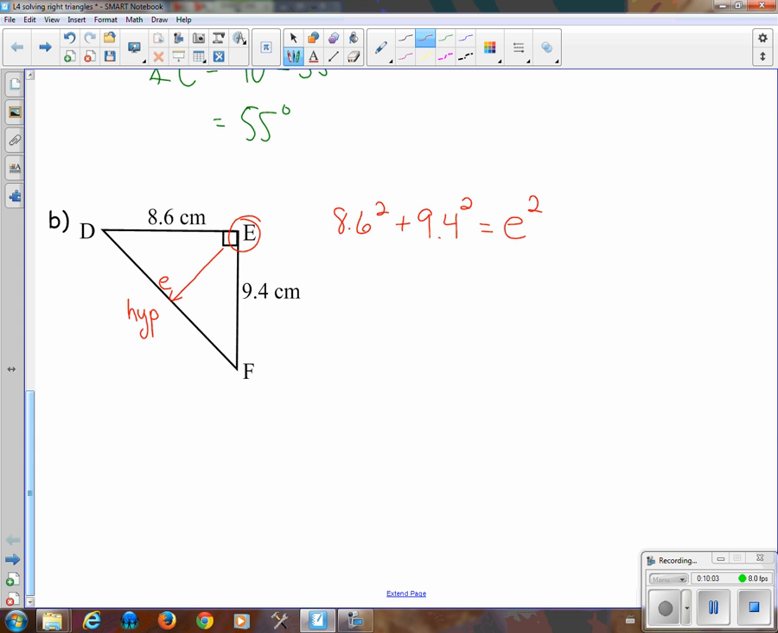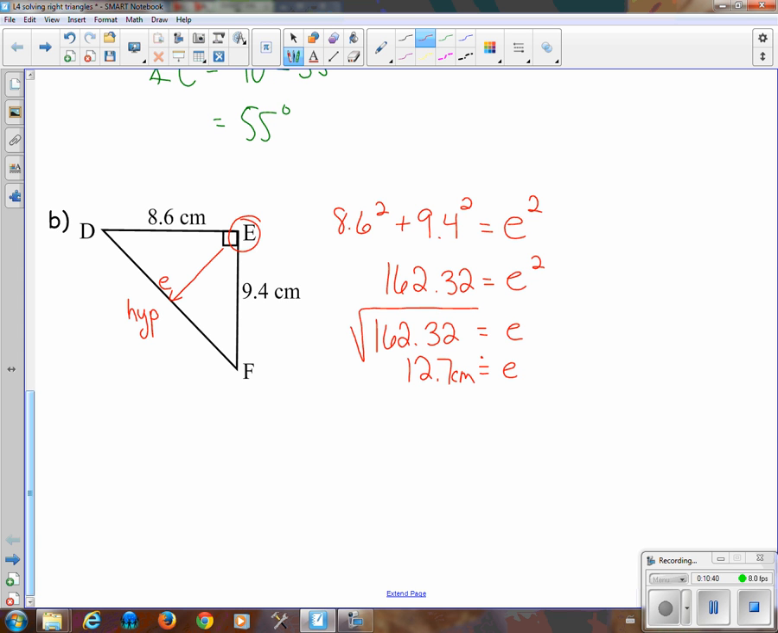And then we do our calculating. 8.6 squared plus 9.4 squared is 162.32. That's my E squared, my hypotenuse squared. And remember that the opposite of squaring is square root. And that should tell me my hypotenuse, about 12.7 centimeters. So now I know the lengths of all three sides.